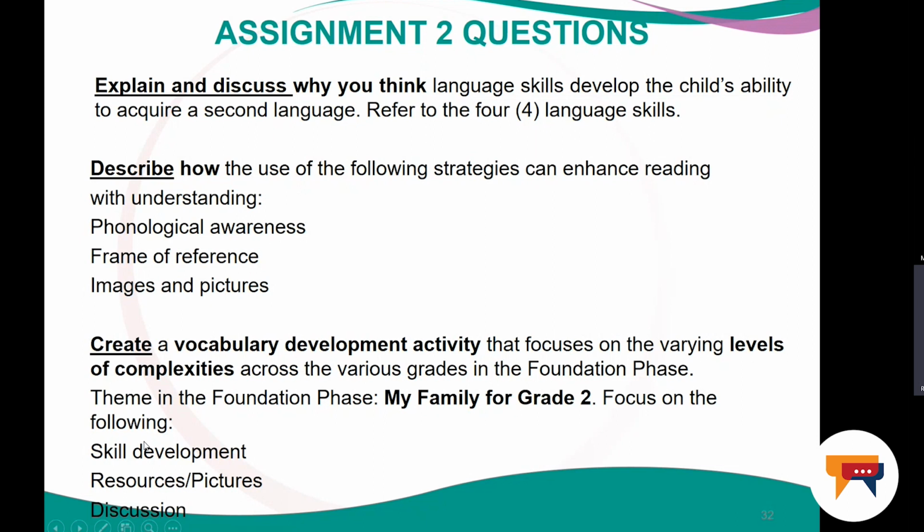The other question was, create a vocabulary development activity. Create: level 5 and 6. How do I understand what it means? Do I understand what vocabulary development activities are? Do I understand levels of complexities across various grades? I need to understand that. Now, what is the level of grade 2? Do I understand what skills development is? And this skills development, when you write, must relate to language.